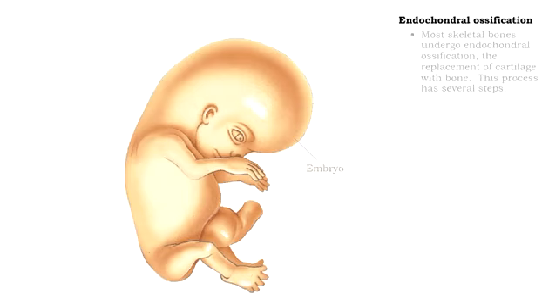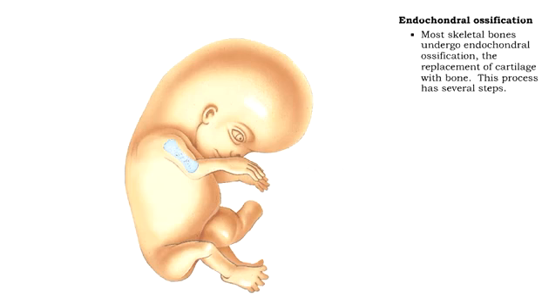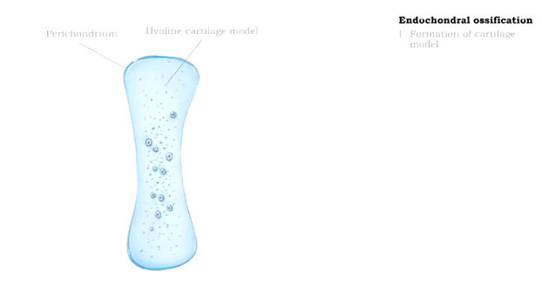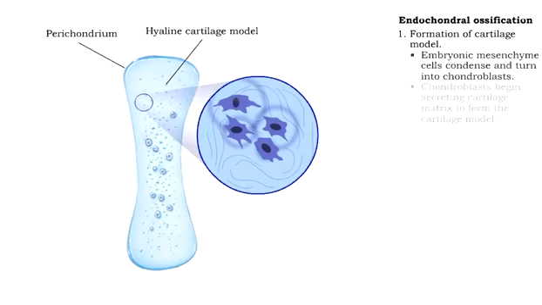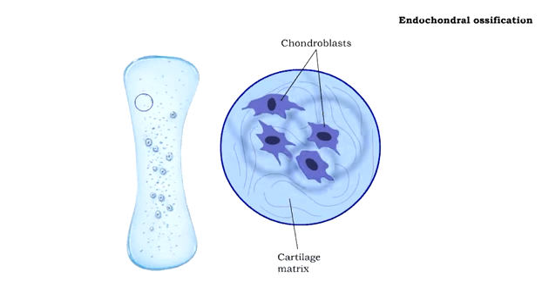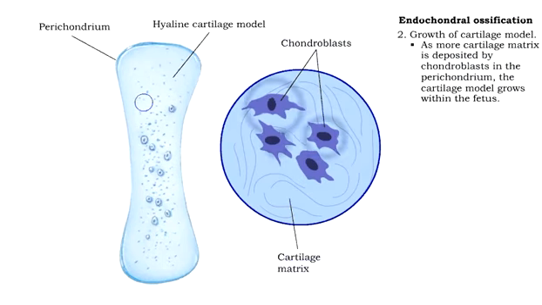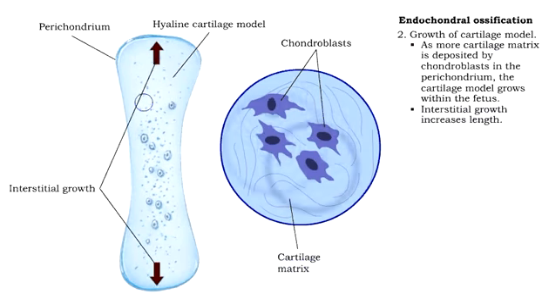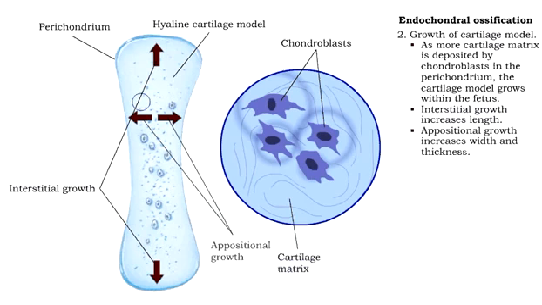Endochondral ossification, the replacement of cartilage by bone, occurs in most bones of the skeleton. The process begins when embryonic mesenchyme condenses, forming the cartilage model, the shape of the future bone. The model grows within the fetus. Lengthwise growth is attained via interstitial growth. Width is attained via appositional growth.